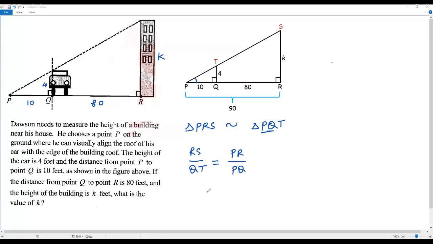Okay, for RS, we know its length is K. For QT, we know its length is 4. For PR, we know the length is 90. And for PQ, we know that it's 10. So 10 goes into 10 one time, and 10 goes into 90 nine times. So I get K over 4 equals 9. To get the value of K, I need to multiply both sides by 4. So this 4 will cancel out, and I get K equals 9 times 4, which is 36. So the height of the building is 36 feet. That is, the value of K is 36.